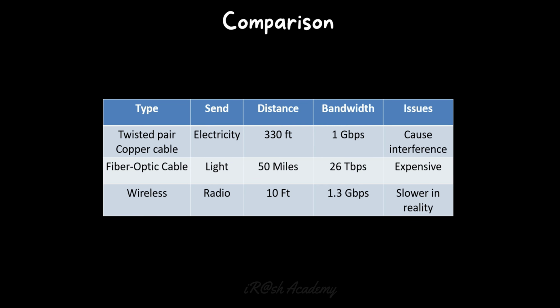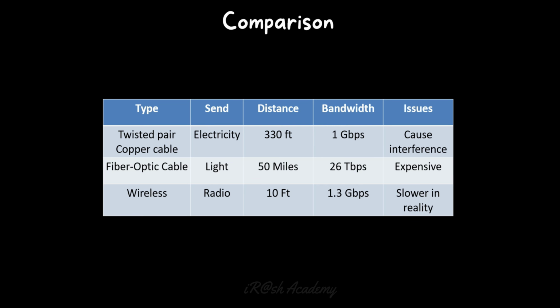When we go to the fiber optic cable, it uses the light signal for sending and receiving the data. The approximate distance that a fiber optic cable supports is 50 miles, and it offers a bandwidth of 26 terabytes per second. One of the disadvantages of fiber optic cable is that it is very expensive.